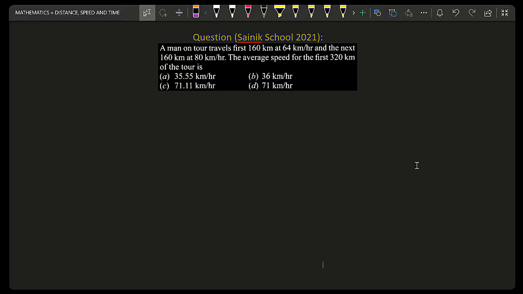A traveler travels first 160 km at 64 km per hour and the next 160 kilometers at 80 km per hour. The average speed for the whole 320 kilometers is what? How to solve this? Average speed we want to find. Total distance by total time.